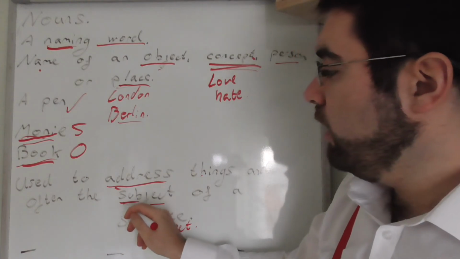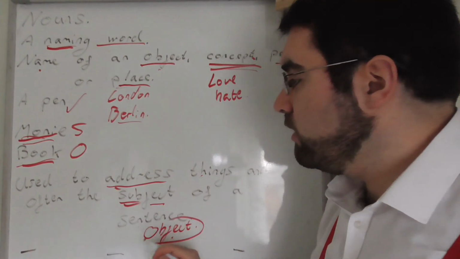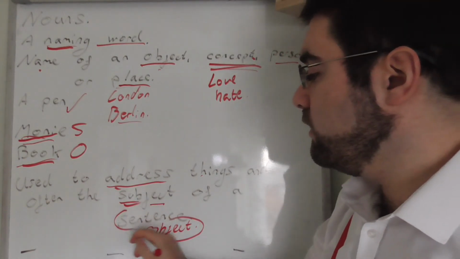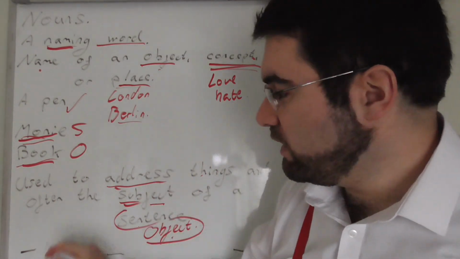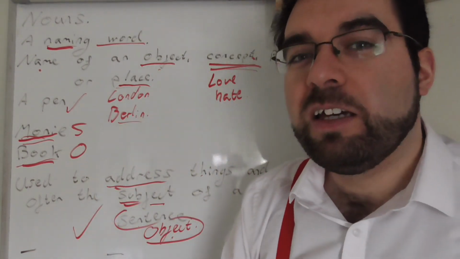Yeah. So now a noun, a naming word, name of an object, concept, person or place, used to address things, and it can be the subject or the object of a sentence. How cool is that? Let's keep going.